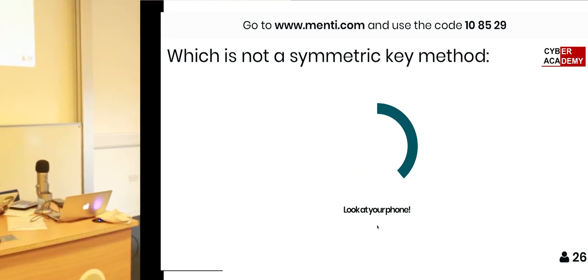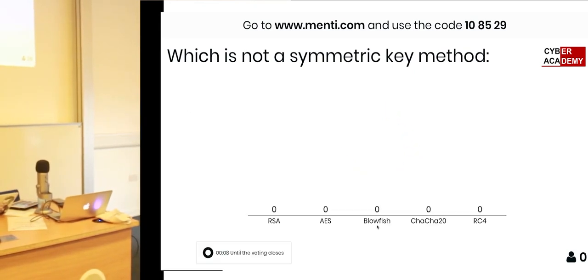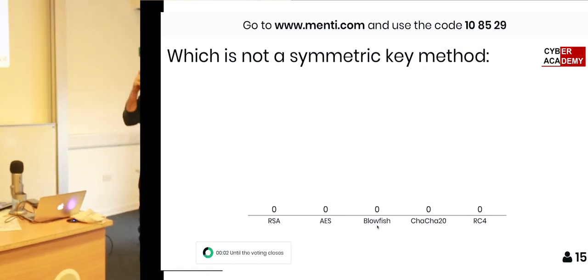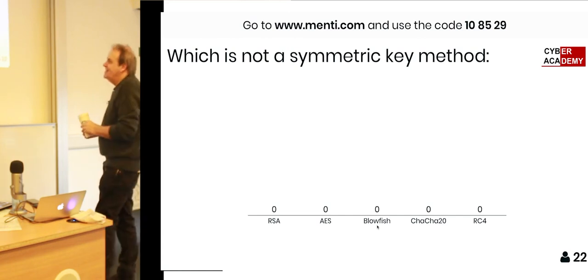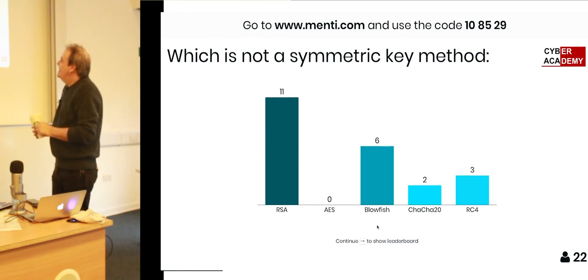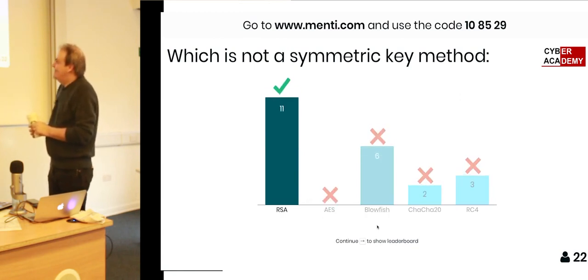Right, so which is not a symmetric key method? RSA, AES, Blowfish, Cha-Cha 20, or RC4. 10 seconds. That's good. Oh dear.